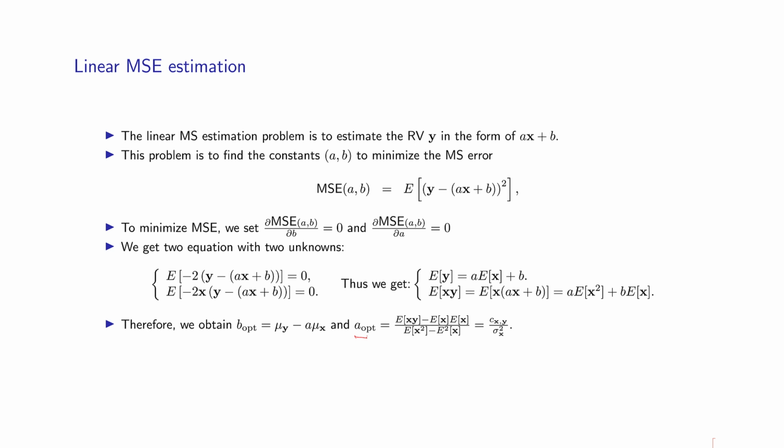So the optimal value of a becomes equal to this one, and the optimal value of b is equal to that. Obviously the optimal estimator becomes the optimal value of a, which is given here, times x, plus the optimal value of b, which is given here. So this is your optimal linear estimator. We call it a linear estimator because here you have a linear combination of the observed information.